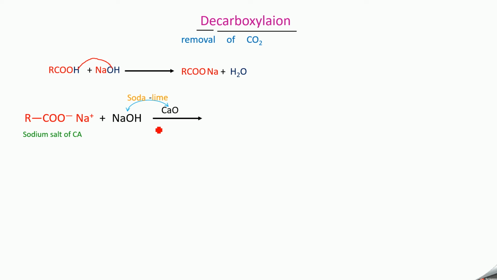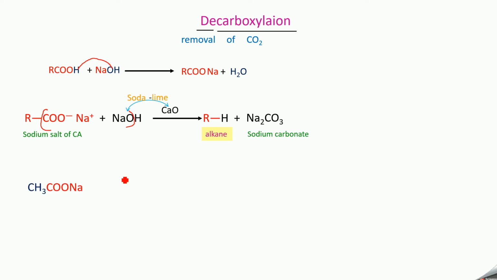When you do this, there is a removal of sodium carbonate, Na2CO3, from here and from here. The remaining is RH, which we call an alkane. So you get an alkane on decarboxylation of the sodium salt of the acid with soda lime. Soda lime is a mixture of sodium hydroxide and calcium oxide. When you do this, there is a removal of Na2CO3, and the remaining you have to write.